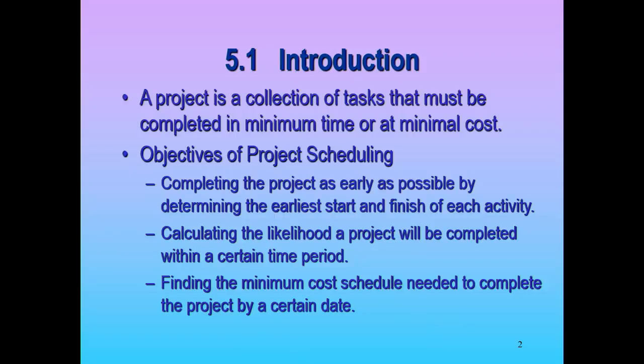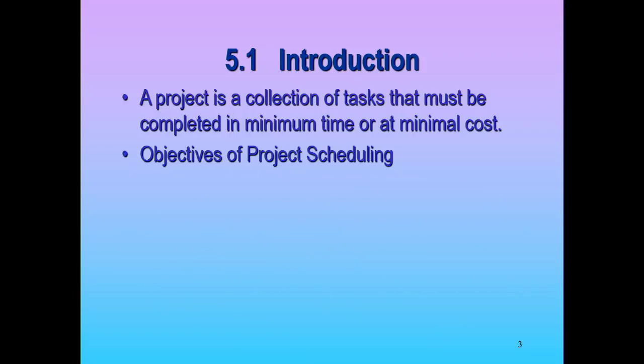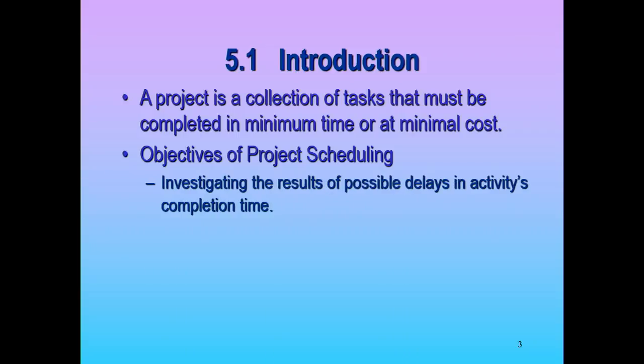We want to find the minimum cost schedule needed to complete the project by a certain date. We also are going to look at the results of possible delays. As a project manager, you may have 100 or 1,000 activities in this project, and you're saying, we need to borrow some resources. Where can we borrow resources? Is it task 10 that we could borrow some resources from, put them on task 12, and still not delay the overall project? So we're going to look at possible delays.